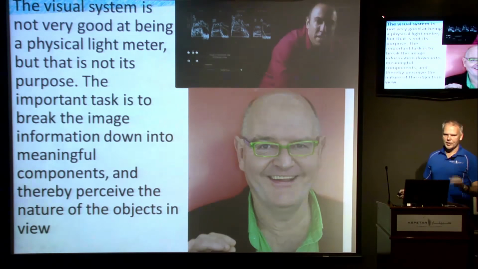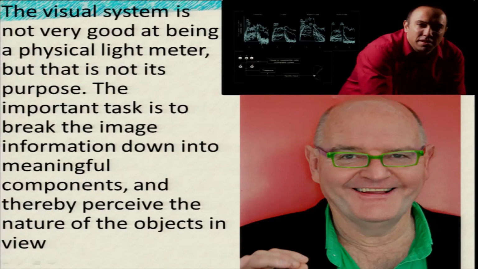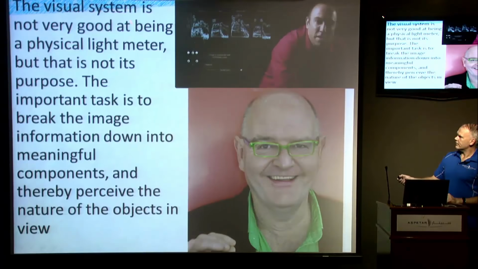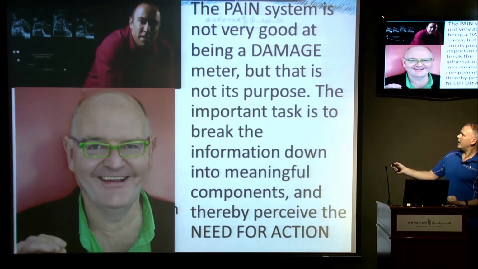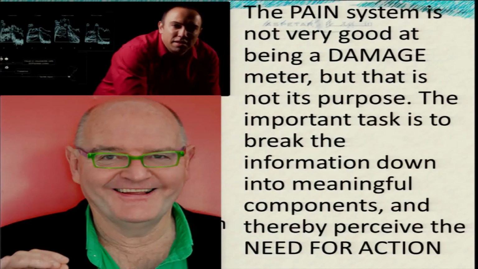So apologies for the PowerPoint karaoke here, but Moseley and Butler, I think, state this really quite well. It's not the job of the visual system to be a physical light meter, fuel gauge, odometer, tachometer, whatever you want. Its job is to break that information into meaningful chunks, therefore we can perceive the world and make action. Exactly the same way, the pain system is really no good at being a damage meter. Its job is to figure out how much of a threat am I in right now and what do I need to do about it.